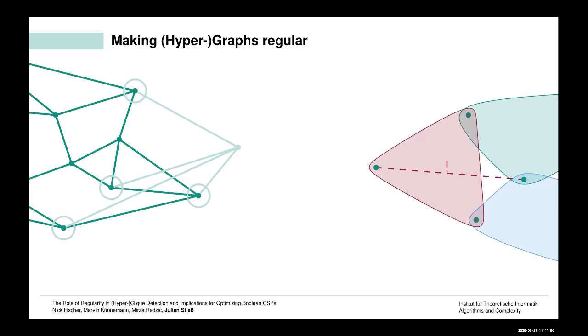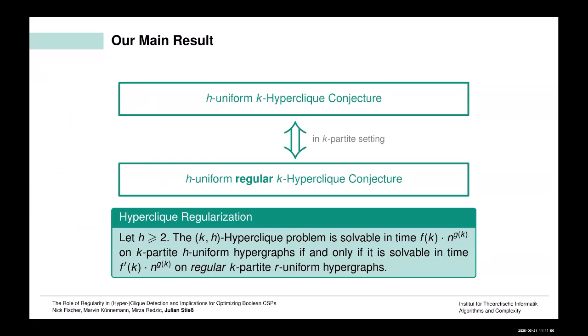And this global approach in our case is basically a two-step program. What we are trying to do to show a final result depends on two steps, which we'll get to later. But basically, what we get to is that the H-uniform K-hyperclique conjecture is equivalent to the H-uniform regular K-hyperclique conjecture in the K-partite setting. So that for any H, the K-hyperclique problem on H-uniform graphs is solvable in time f(k) times n to the g(k) on K-partite H-uniform graphs if and only if it is also solvable in time f'(k) times n to the g(k) on regular K-partite graphs. And here regular is the strongest notion of regular we just talked about.